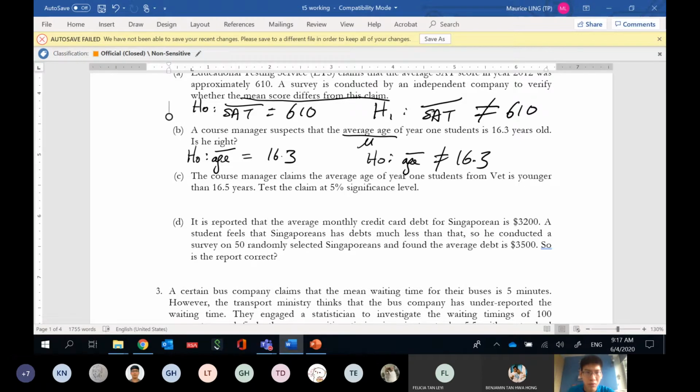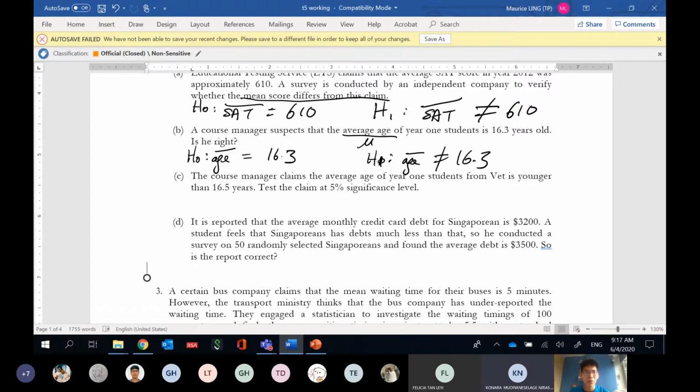Kanara, did you mention something? Okay, so 2C, Kanara. The null is less than 16.5. And I couldn't find the alternate. Because your alternate is actually your null. Your null is actually your alternate.